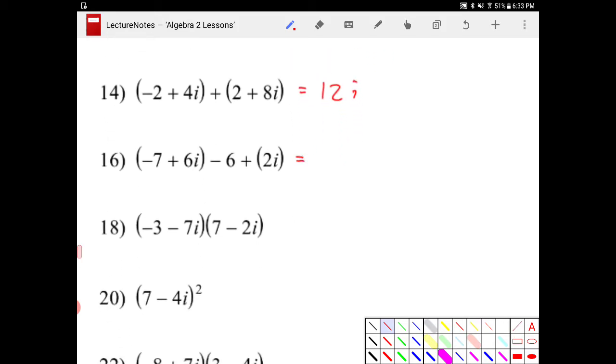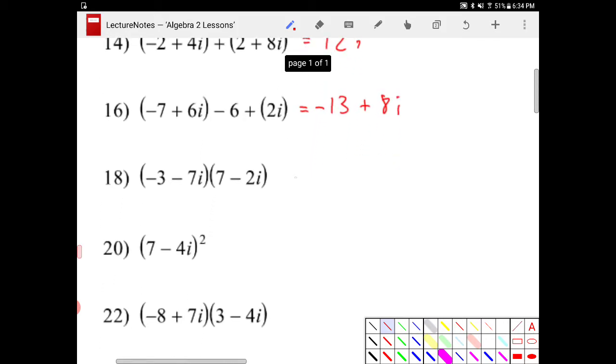Next, I'm going to combine the real and the imaginary together: the real with the real and imaginary with the imaginary. So I'm left with negative 13, and then plus 8i. Alright, here is where things get interesting.